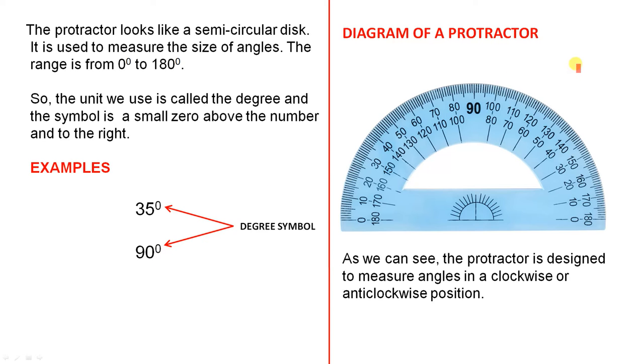Now here's the diagram which shows what a protractor looks like. As we can see, the protractor is designed to measure angles in a clockwise or anti-clockwise position. So you can measure angles that way, or you can measure them this way. And let's have a look at what that means on the next slide.